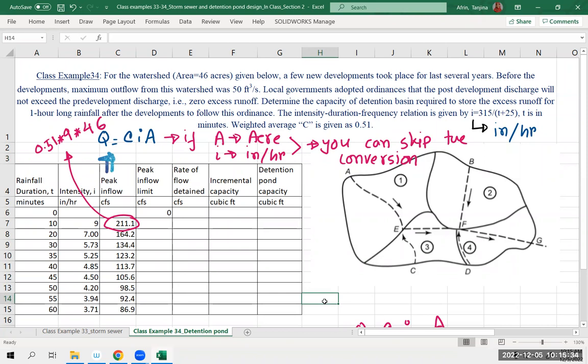What will be the next column? What is the next column? What is the limit? Is there any limit here? 60, right? So all the row cells for that column will be just 60.